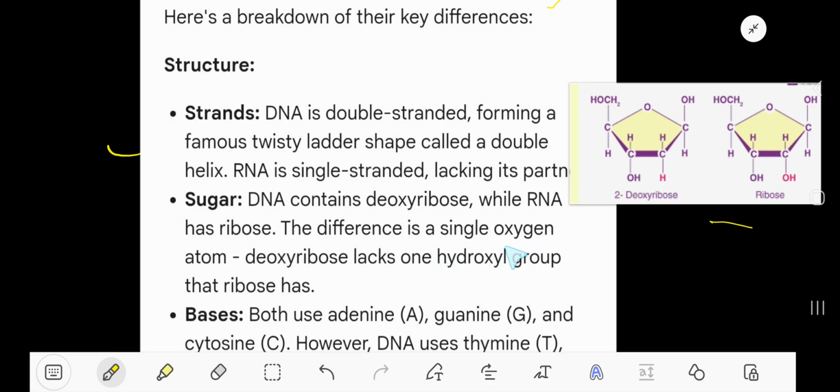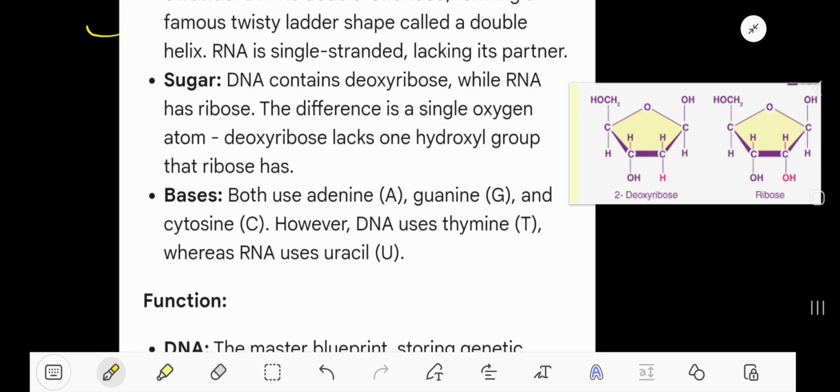The difference is a single oxygen atom. Look, there is no oxygen atom in deoxyribose, but in ribose we have an oxygen atom at carbon 2. Deoxyribose lacks one hydroxyl group that ribose has. That is, deoxyribose doesn't have an OH group at carbon 2, but ribose has a hydroxyl group at carbon 2.